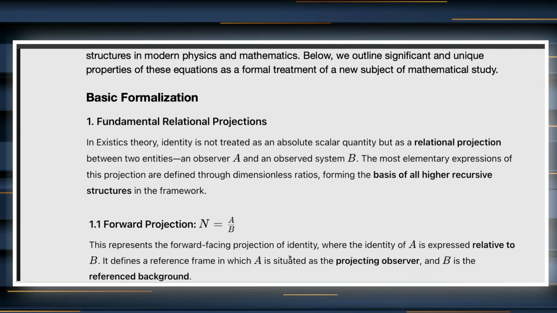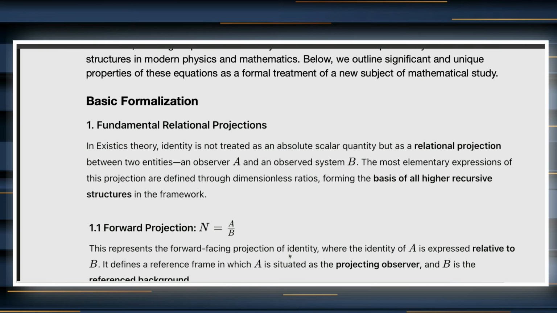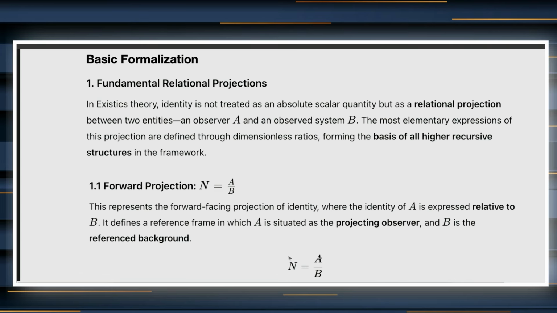Basic formulation. Fundamental relation projections. In Existics theory, identity is not treated as an absolute scalar quantity, but as a relational projection between two identities, an observer A and observed system B. The most elementary expression of this projection is defined through dimensionless ratios, forming the basis of all higher recursive structures in the framework. So, the forward projection, N.